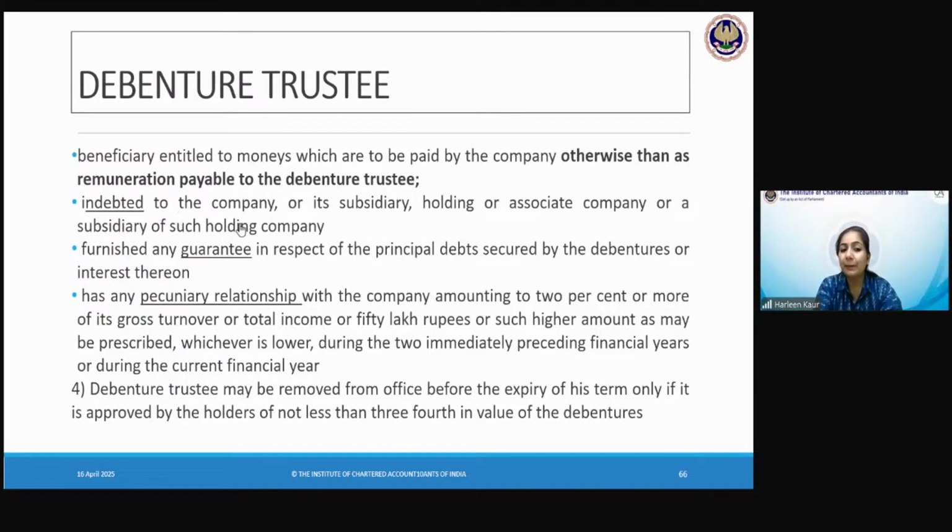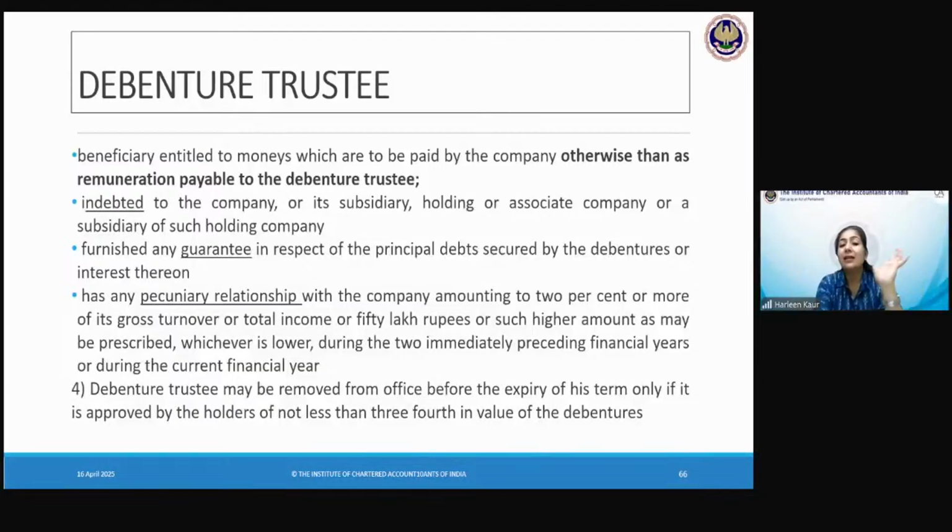You shall not be indebted to the company or its holding or subsidiary company. So there should be no loan amount or any money to be given to the company from your side. No guarantee should have been given by you. And there is another that you should not be having any pecuniary relationship. So pecuniary relationship means a monetary relationship with a company.